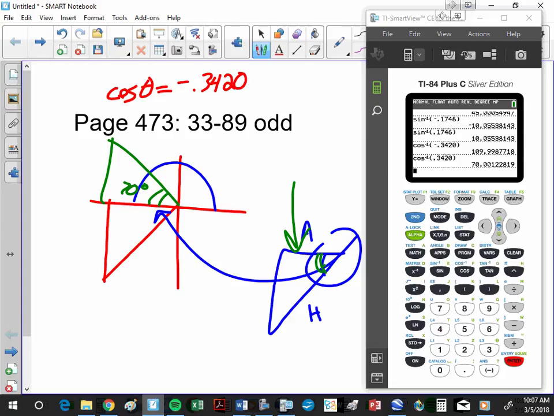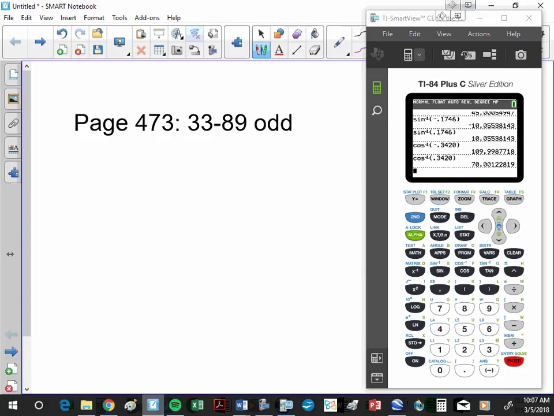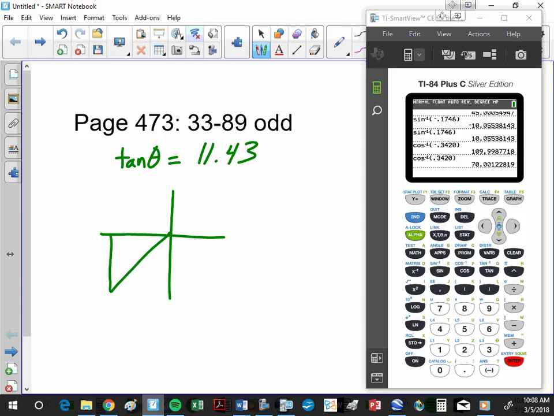All right, we need to do a tangent. 84. The tangent of theta is 11.43. Wait a minute. Can tangent be bigger than 1? Yes, because it's an O and an A. It doesn't matter. Can tangent be less than 1? Yeah, the only thing tangent can't be is 1 over 0. Okay. And in 84, we're in quadrant 3 again. Always 3.